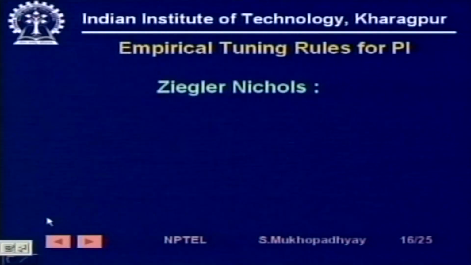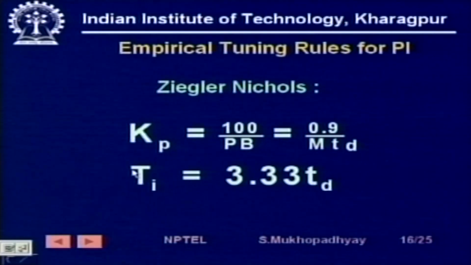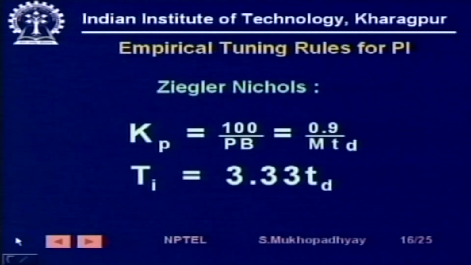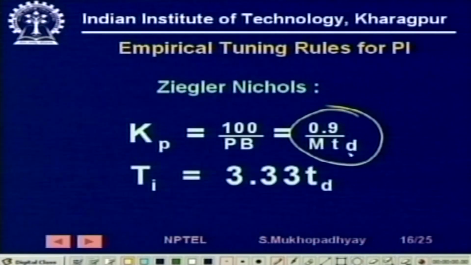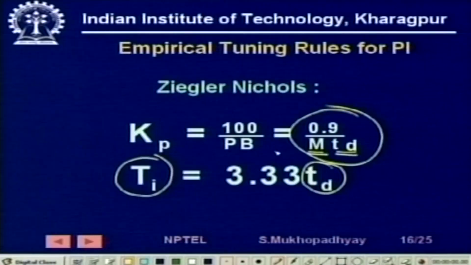Very famous rules are the Ziegler-Nichols rules. The Ziegler-Nichols tuning rule says that if you do this experiment and you are designing a PI controller, then the value of the gain Kp should be this much in terms of Td and m, and the value of Ti should be given in terms of Td. This is what Ziegler and Nichols found works well. Obviously it will not work well everywhere, and various people have proposed various other rules also.